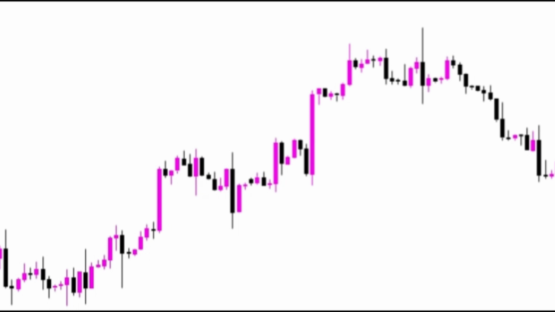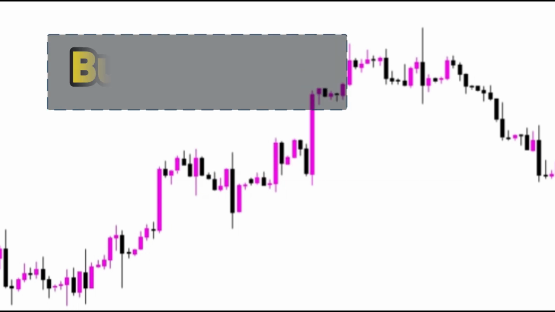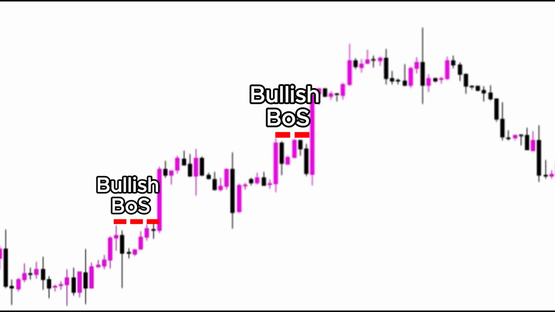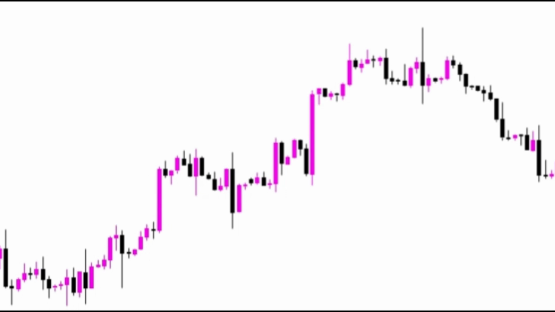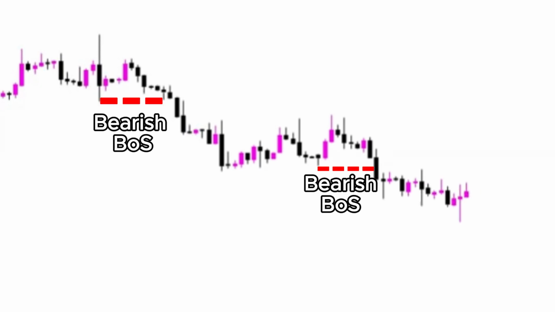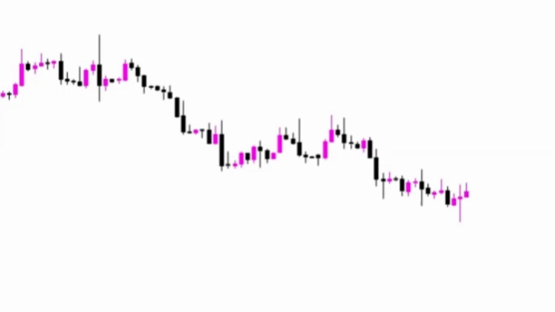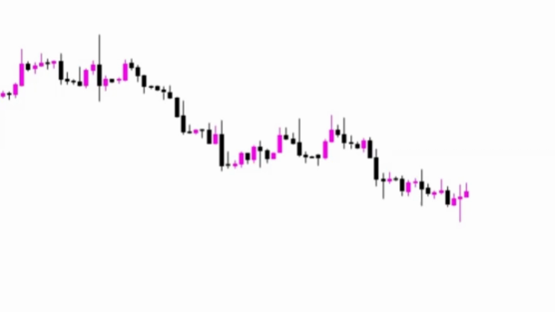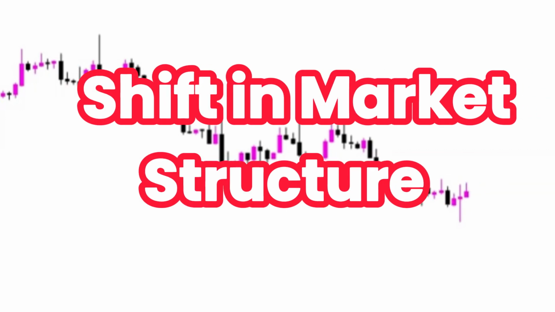Let us begin with the first concept, which is breakout structure. The breakout structure is of two types, which are bullish and bearish. The bullish breakout structure occurs in the market when the market breaks its recent higher high to the upside. And similarly, the bearish breakout structure occurs when the market breaks its recent lower low to the downside. When the market makes a bullish or bearish breakout structure, it indicates that the market wants to continue its bullish or bearish trend further.